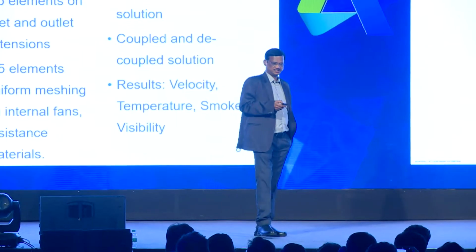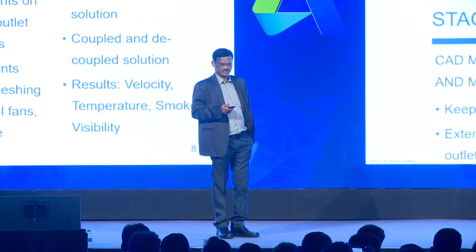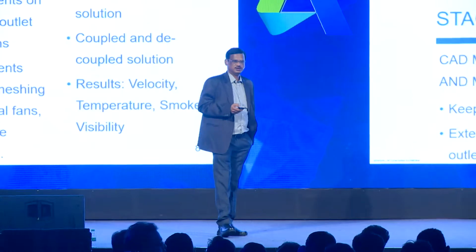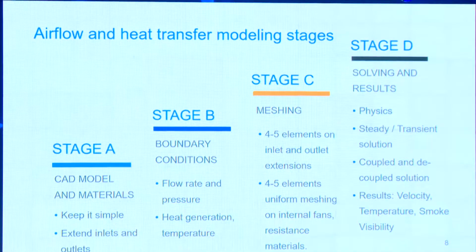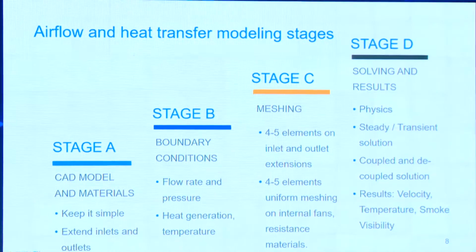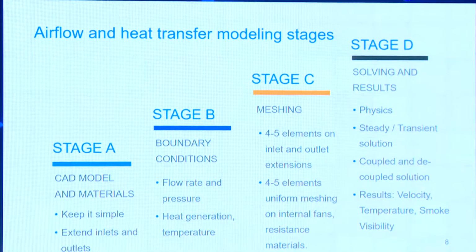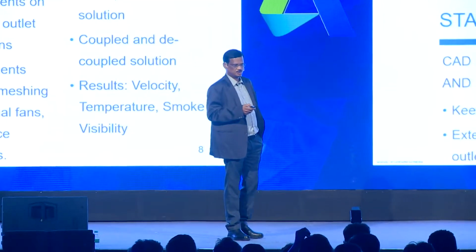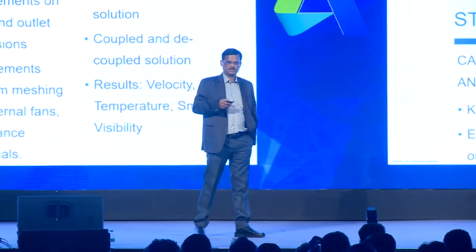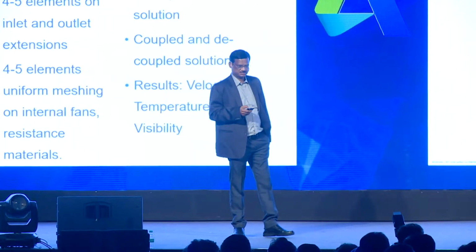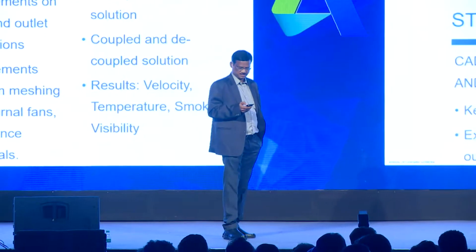In stages A and B, the inputs come from the design team: the CAD model and the engineering parameters for boundary conditions. Then from stages C and D onwards, the CFD analyst contributes by using that CAD model to create a CFD model, then applying the boundary conditions, meshing, and then extracting the CFD results.